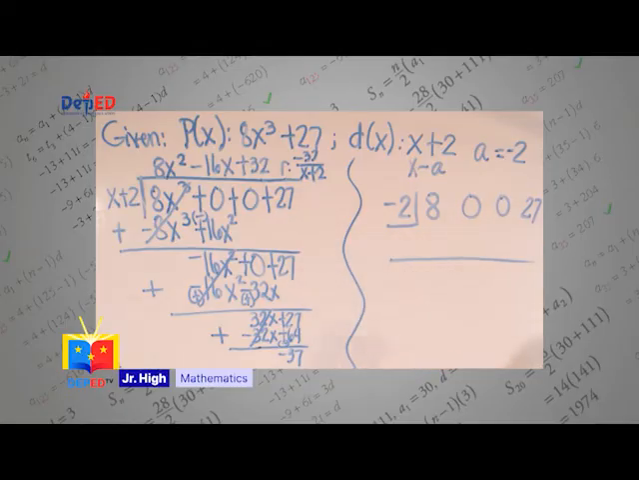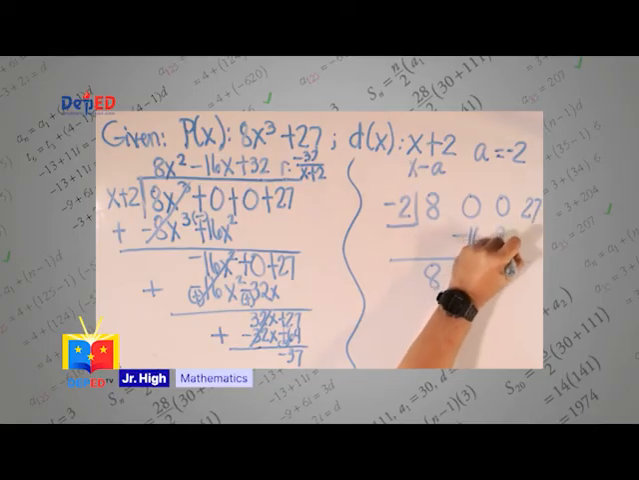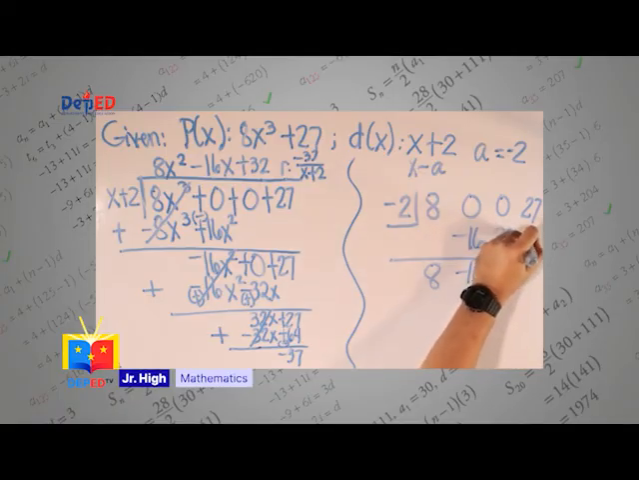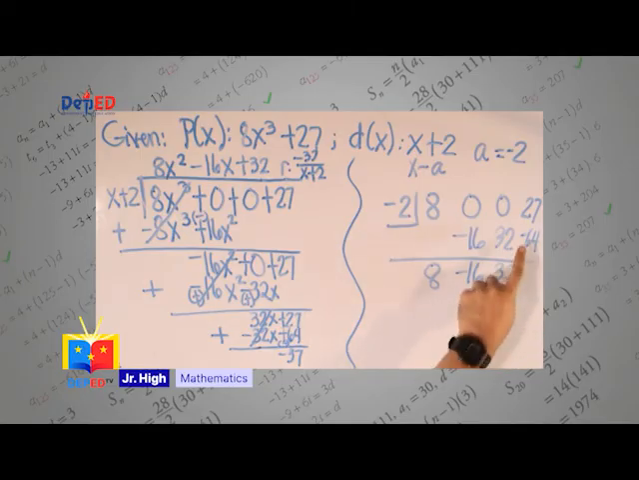Then we can start dividing using synthetic division, that is to bring down the first term, which is 8. And 8 times negative 2 is negative 16. Write it here. 0 plus negative 16 is equal to negative 16. Negative 16 times negative 2 is positive 32. 0 plus 32 is equal to 32. And 32 times negative 2 is equal to negative 64. And 27 plus negative 64 will give us negative 37.